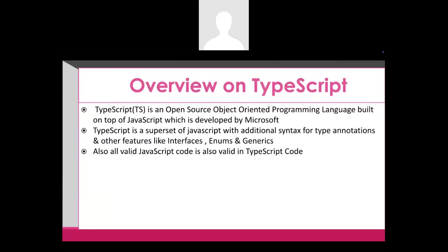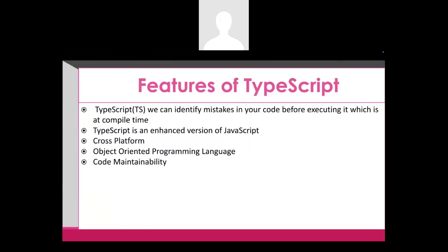As it is built on top of JavaScript, it is a superset of JavaScript. Whatever features JavaScript has, of course, it has all those features and additional features like type annotations, interfaces, enums, and generics. All these features are there as part of TypeScript. Another key thing to consider here is that if I have valid JavaScript code, I can still use it as part of TypeScript code. So a valid JavaScript code is also a valid TypeScript code itself.